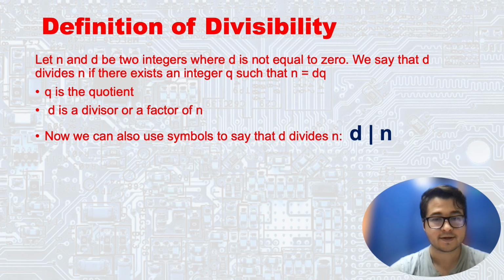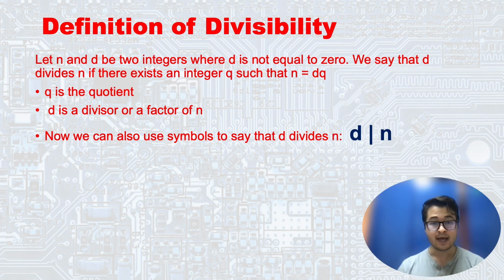Let n and d be two integers where d is not equal to 0. We say that d divides n if there exists an integer q such that n is equal to d times q. Just know that q is the quotient and d is a divisor or a factor of n. You see how there is no remainder, right? And this can be shown through symbols: we put the d before the large stick, and then we put the n.